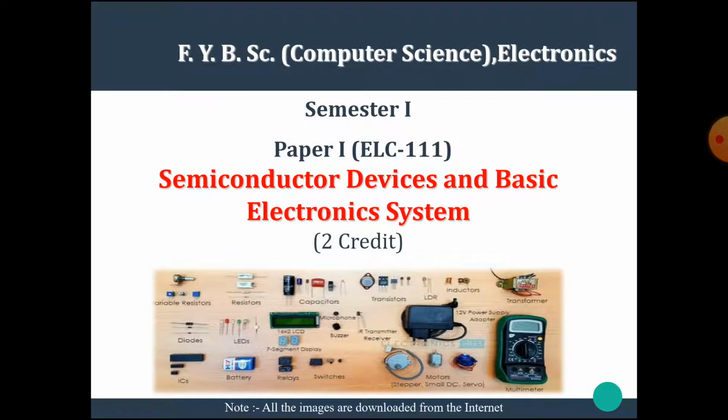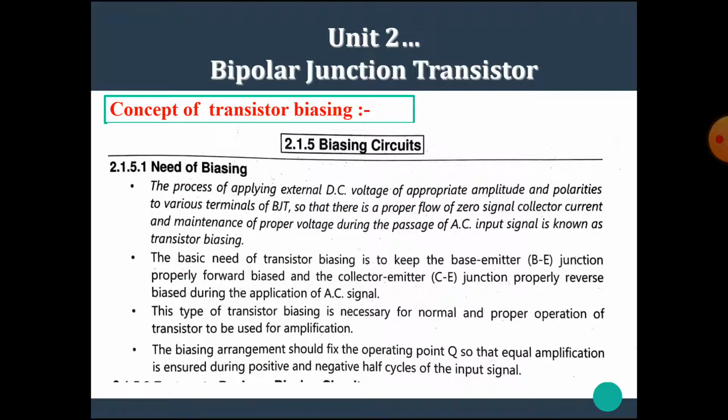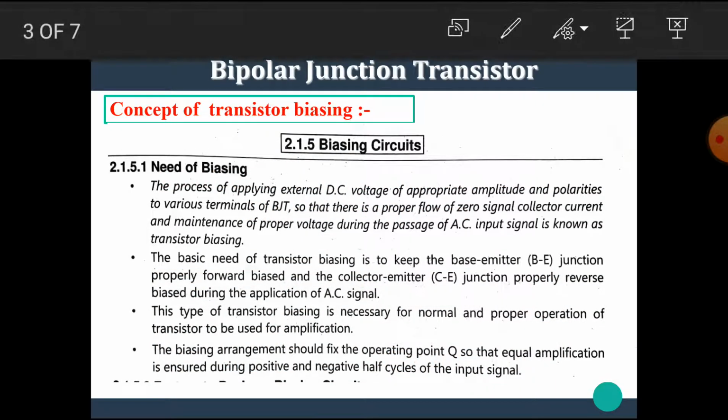In the previous video, we have seen the transistor configurations such as common base, common emitter and common collector configuration. The link of the previous video is available in the description box. Please check it. Now, in this video, we are going to see the concept of transistor biasing.